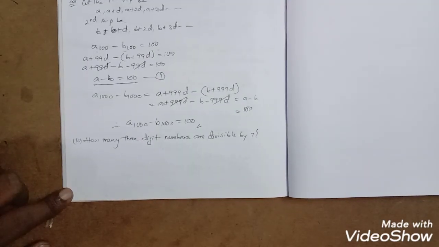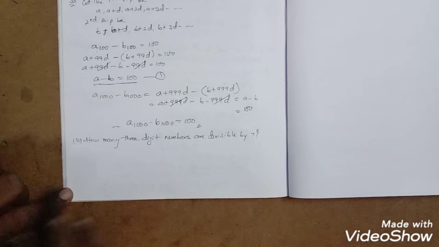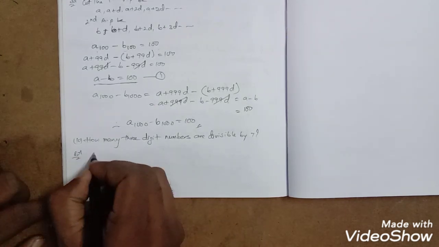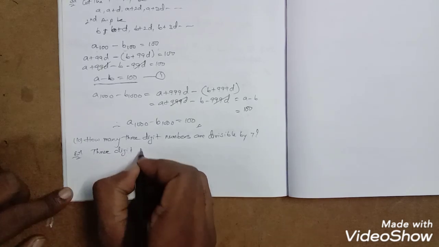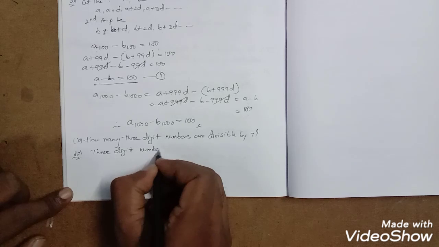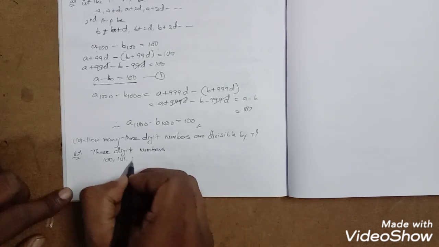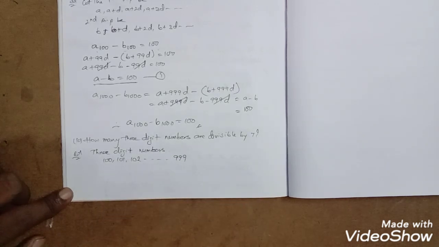Okay, now next question is given as how many 3-digit numbers are divisible by 7. So we know that 3-digit numbers we can write as 100, 101, 102, so on up to 999. So we have to identify out of these numbers which numbers are divisible by 7.